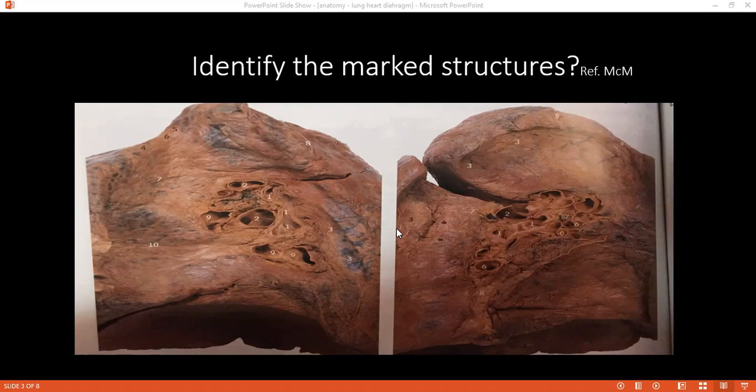Okay, please tell me how many bronchopulmonary segments there are in each lung. On the right, we have around 10, and on the left, we have from 8 to 10. Yes, almost the same.